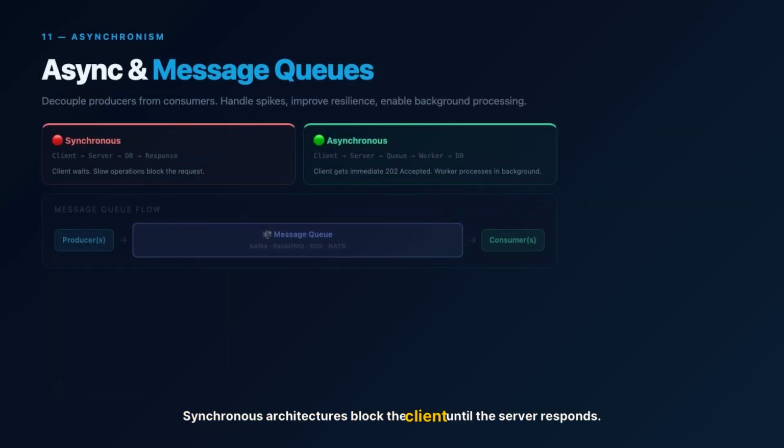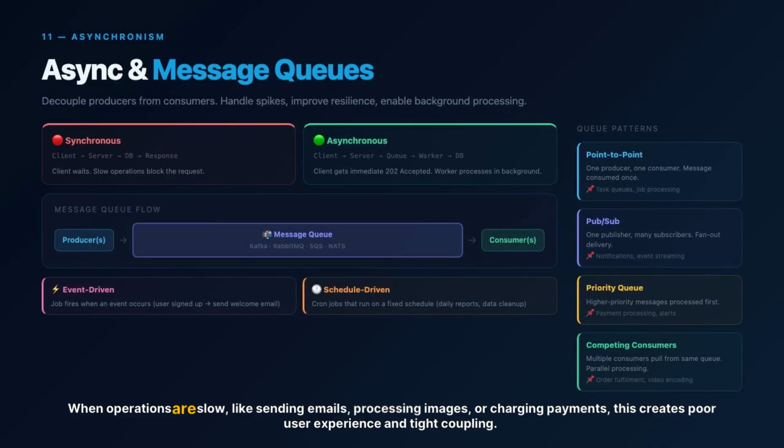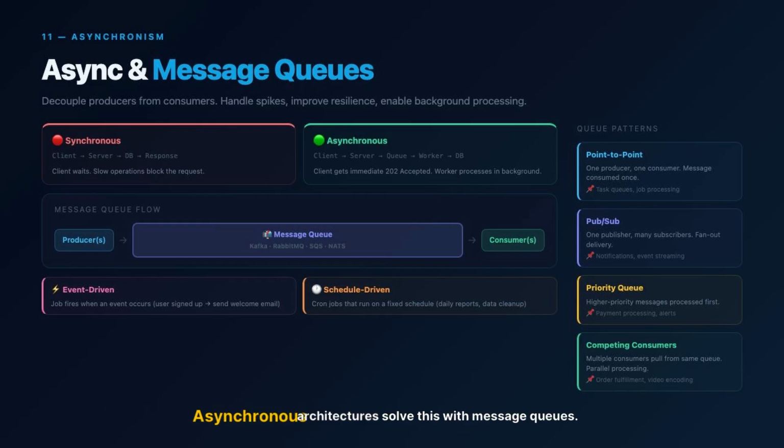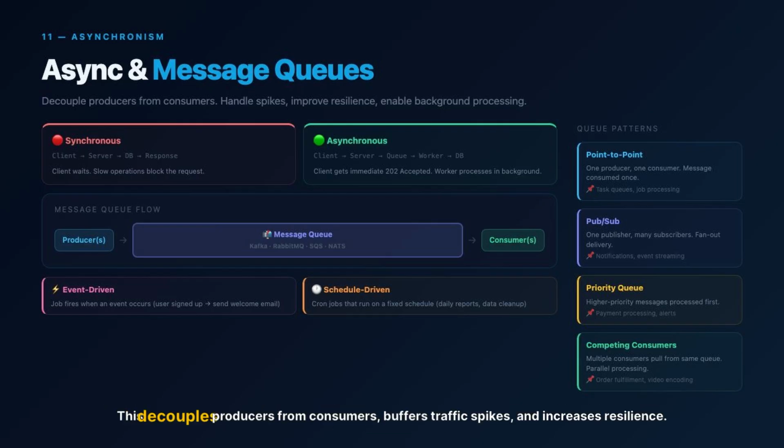Synchronous architectures block the client until the server responds. When operations are slow, like sending emails, processing images, or charging payments, this creates poor user experience and tight coupling. Asynchronous architectures solve this with message queues. The server immediately returns a 202 Accepted response, and a background worker processes the job independently. This decouples producers from consumers, buffers traffic spikes, and increases resilience.